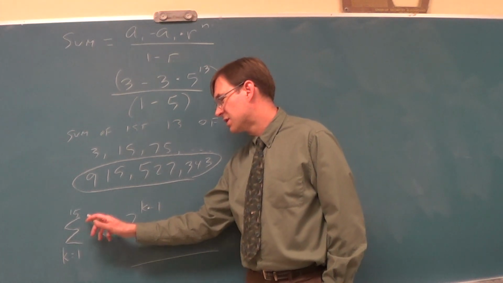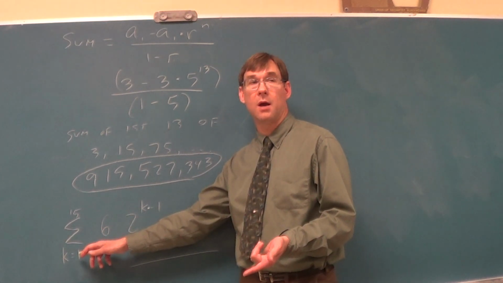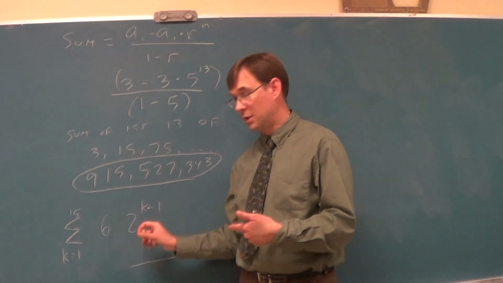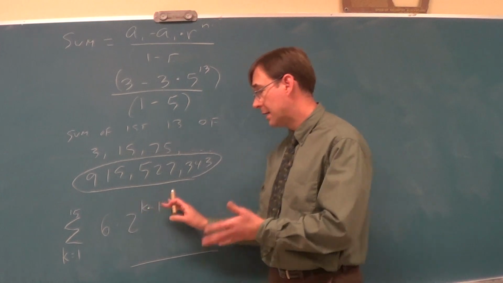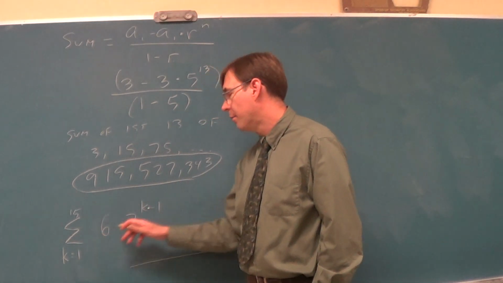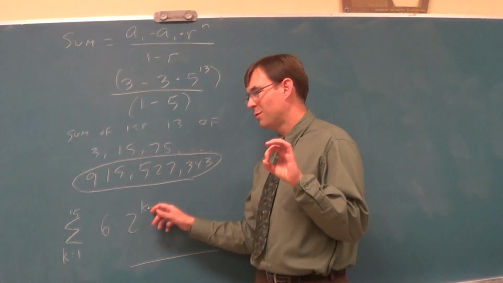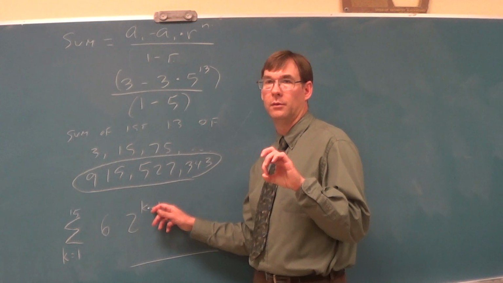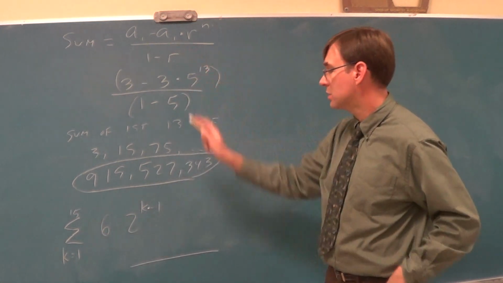So what this is designed to do, if you want to know the first term, you plug in 1. If you want to know the second term, you plug in 2. If you want to know the last term, you're going to have to plug in 15. That's what this can give us, any term. So to figure out the first term, plug in 1. 1 minus 1 makes 0. What's anything to a 0 power? 1 times 6? 6. So the first term is 6.